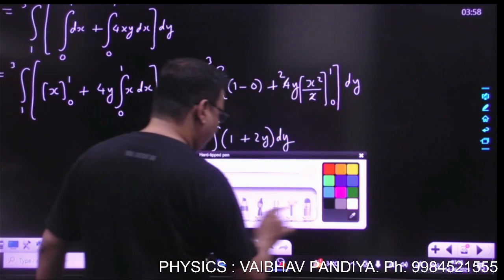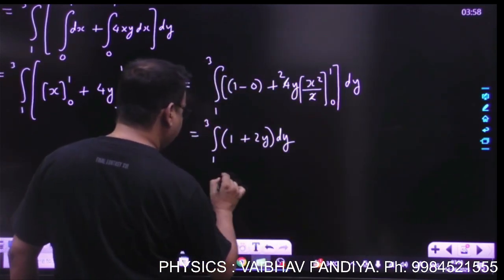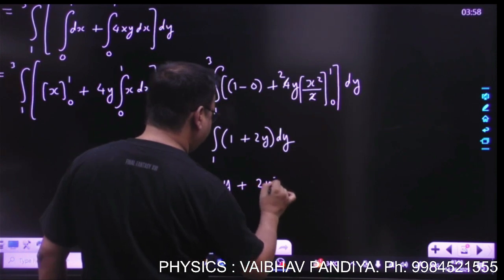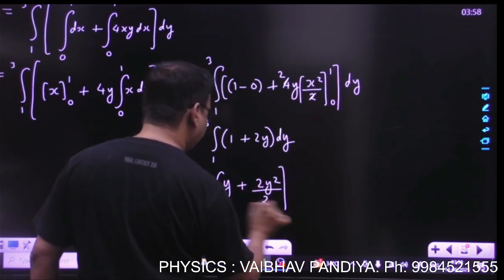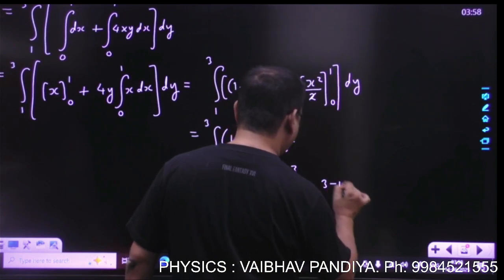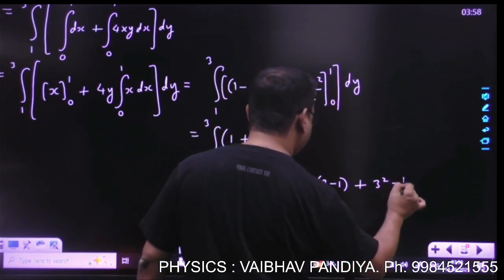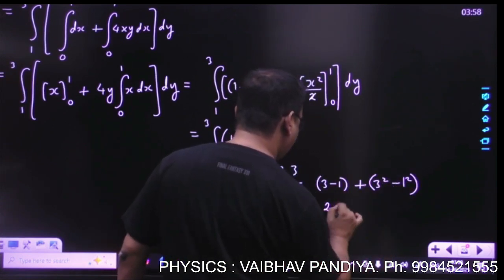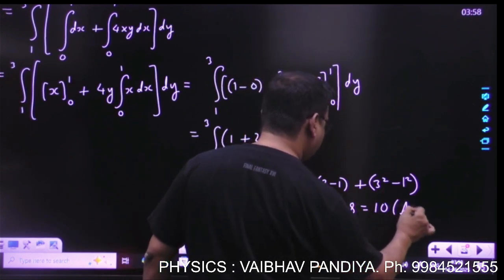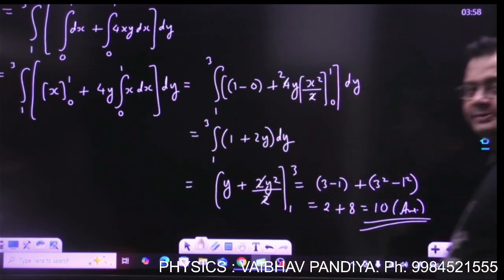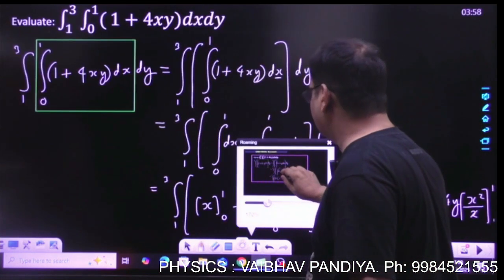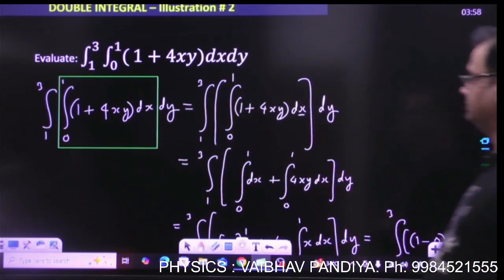So now we came to the outer integral. This is very straightforward. Now this is a single integral, so we'll get the integral of 1 will be y, and this will be 2y square by 2 within the limit 1 to 3. So this will get cancelled away, and you will get 3 minus 1 plus 3 square minus 1 square. So we'll get 2 plus 9 minus 1, 8. So answer is your 10. That is your answer. Got it? So this is how you did this double integral.